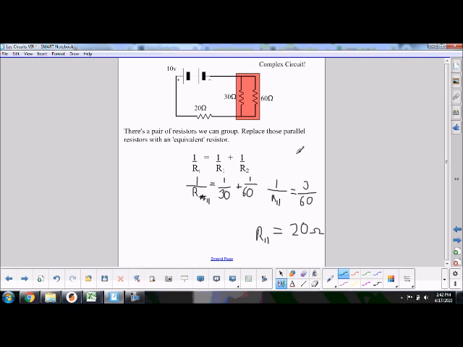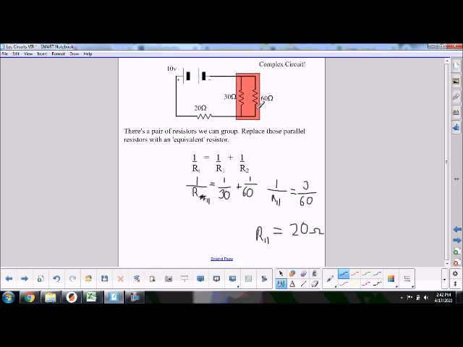Remember, the resistance is always going to be smaller than the smallest resistor in parallel. So it has to be less than 30. It's probably going to be more than 1, and 20 fits the bill. Okay, great. So now I know this resistance in this region is 20 ohms.